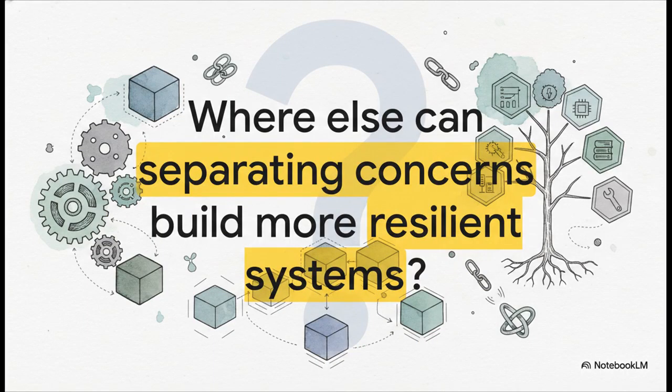And that really leaves us with a final thought. This core idea of partitioning things into these separate, loosely coupled parts is just so powerful. So the question to think about is, beyond just writing code, where else in our work or even in our lives could this principle of separating concerns help us build stronger, more flexible, and more resilient systems?